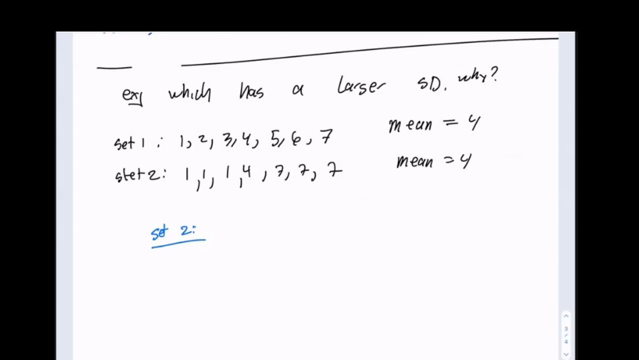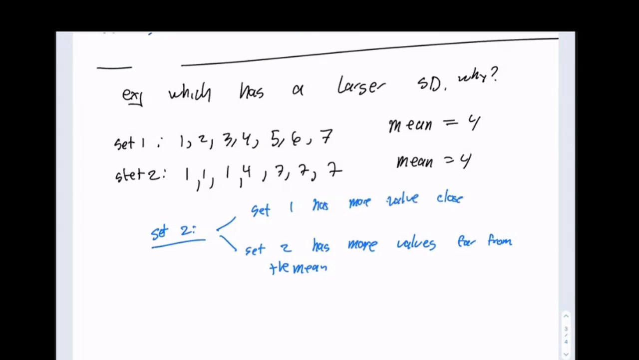You can give me the answer in talking about why set 1 isn't, or why set 1 has smaller, or why set 2 has bigger. Is it because set 2 has more values away from the mean? Good. You can also say because set 1 has more values closer to the mean, but just saying the opposite, right? So set 1 has more values closer.